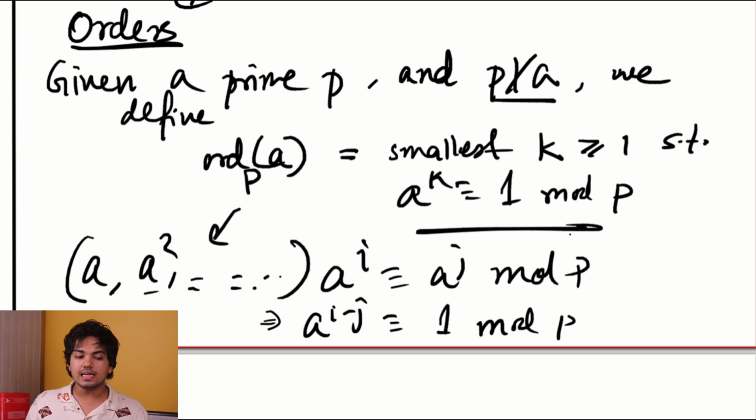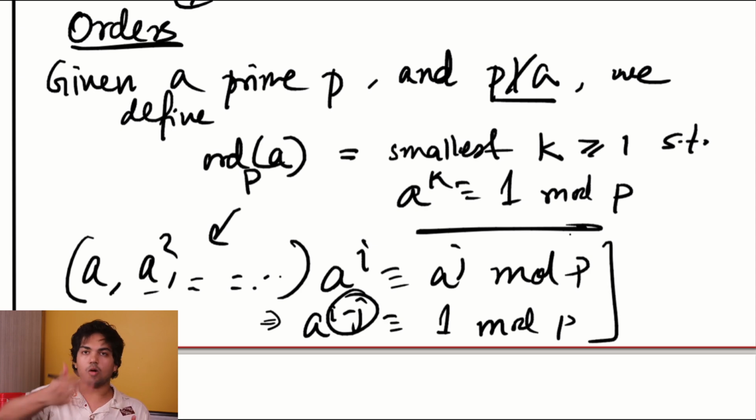So there's at least one number that works. In particular, there will be infinitely many. I didn't even need to do this. I could just say by FLT, p minus 1 always works. So you just look at all the numbers k such that a to the k is congruent to 1 mod p, and you just ask for the smallest one.